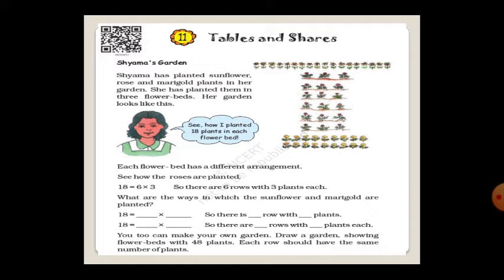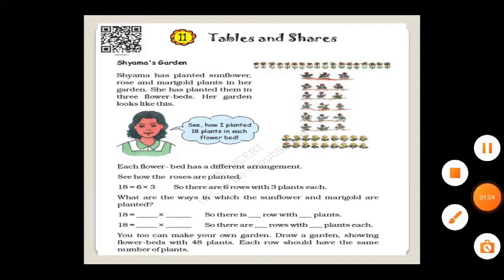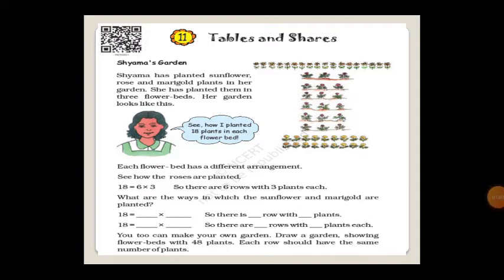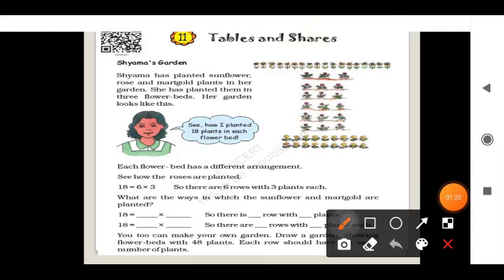Here is one story, Shama's garden. Shama has planted sunflower, rose and marigold plants in her garden. She has planted them in 3 flower beds. Our garden looks like this. See, Shama's garden, she planted rose, sunflower, and marigold plants. You can observe here how she planted, in this picture.